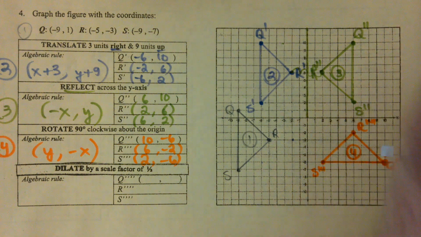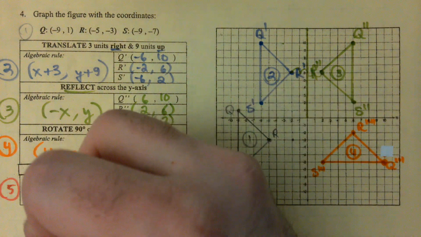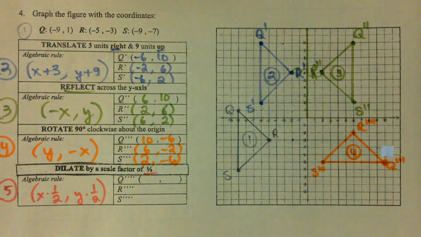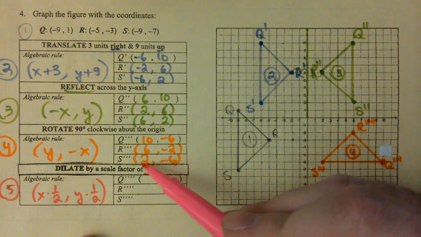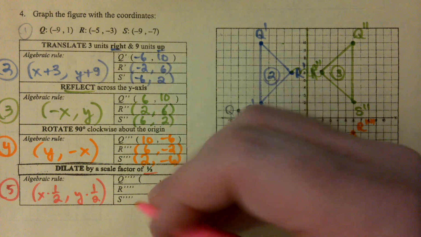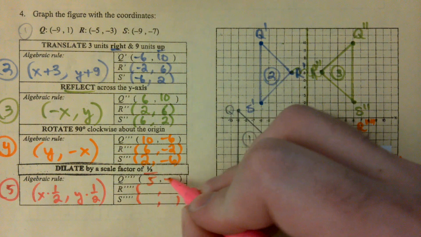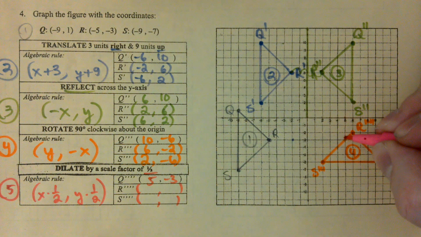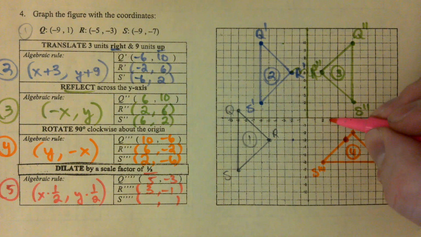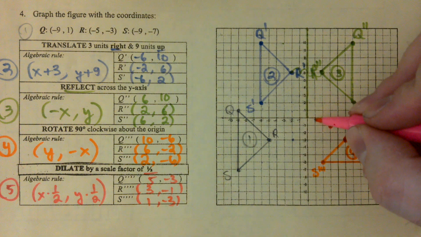Now, in a strange turn of events, we're going to do a dilation last. Scale factor of 1/2. X times 1/2. Y times 1/2. We could also think of this like we're dividing by 2. So take all these coordinates here, these orange ones, and divide them all by 2. 10, negative 6 turns to 5, negative 3. 6, negative 2 turns to 3, negative 1. Boom. And 2, negative 6 turns to 1, negative 3. Boom.